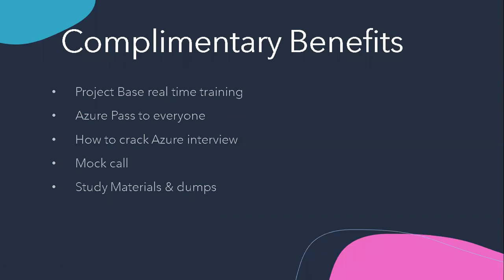Now, what are the benefits that you are going to get? When you go for this particular training, you will be getting project-based, real-time training. You'll be getting an Azure Pass. With the help of this Azure Pass, you would be able to perform your labs. After the theoretical discussion, I will demonstrate how to create things and do things practically. But when you have to do it practically, you need some sort of a subscription. With this Azure Pass, you get $100 of credit, with which you can perform your labs. We will help you crack Azure interviews. We can do mock interviews as well, and we will provide you study material and certification dumps. If anyone would like to appear for the certification, we can provide the dumps too. So these are the complementary benefits that you will be getting with this training, right?